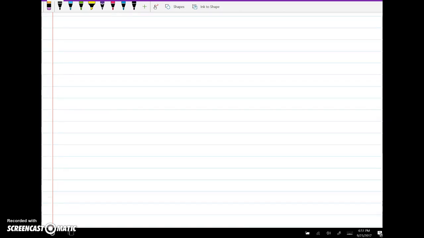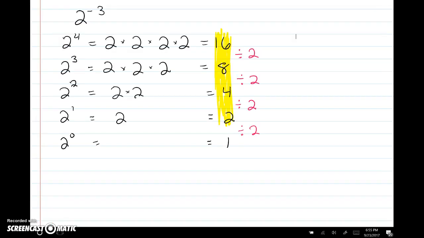What if I have a negative exponent? So what about if I have 2 to the negative third power? Well, let's look back at what we had before. So here is the chart before. Let's continue it. Well, if I do 2 to the 0 and I subtract 1 from the exponent, it's the same as 2 to the negative 1. Now, if I follow the same pattern as before, I'm going to do 1 divided by 2.